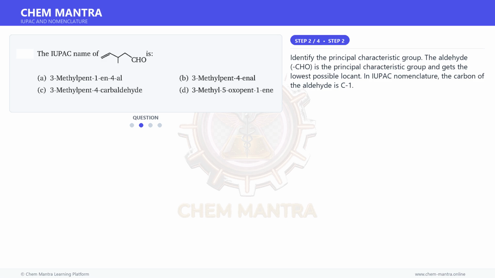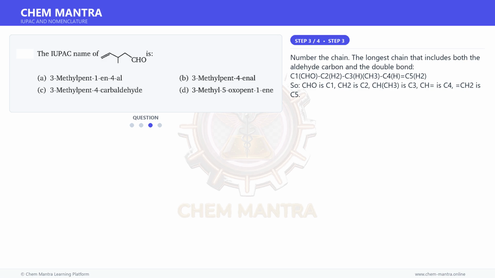Identify the principal characteristic group. The aldehyde, CHO, is the principal characteristic group and gets the lowest possible locant. In IUPAC nomenclature, the carbon of the aldehyde is C1. Moving on to the next step.